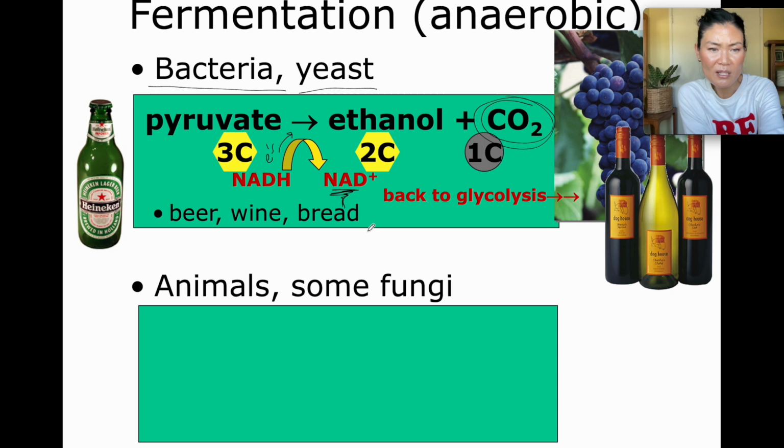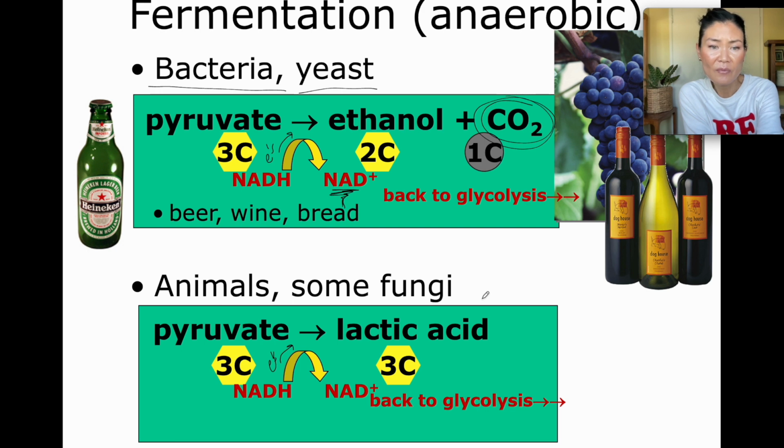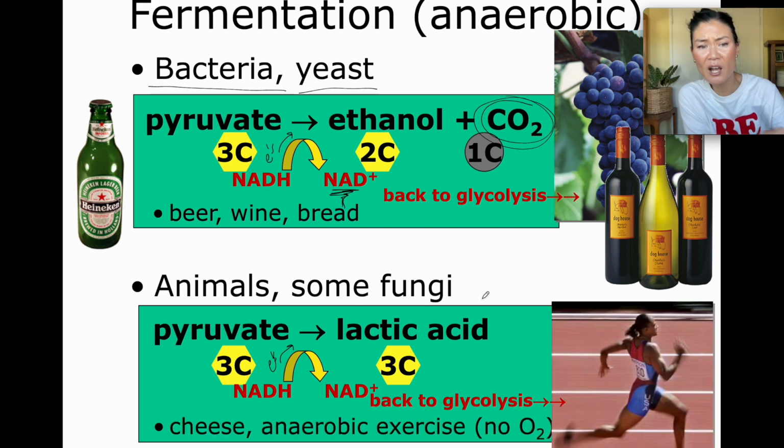And then let's talk about animals and some fungi. Some animals, such as us, and some fungi, when we don't have enough oxygen, will take that pyruvate and not break it down, but convert it into lactic acid. Just like with fermentation with bacteria and yeast, the pyruvate is going to be reduced. It's going to gain electrons from NADH. So the electrons from NADH are going to go to pyruvate. Pyruvate will be reduced, and you end up with a 3-carbon compound called lactic acid. In some fungi and some animals, they're going to use that NADH, NAD plus for glycolysis to make 2 ATP.